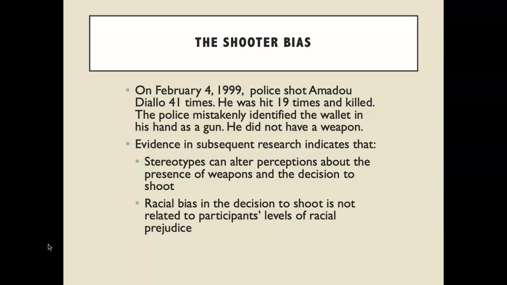Basically, some of the findings are that stereotypes can alter perceptions about the presence of weapons and the decision to shoot. If we have a stereotype, we're more likely to perceive a weapon when the person is black than when the person is white. It's not really related to racial bias. It has more to do with the automatic activation of this stereotypical conditioned association that people have between African American men and guns.